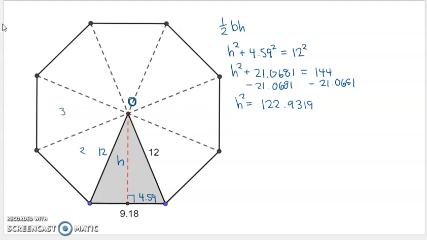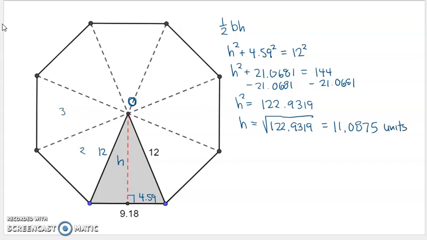Now, what I need to do to find my h, to find my altitude, is take the square root of both sides. So h equals the square root of 122.9319. And when I do that, I'm going to round to 4 decimal places here. That is 11.0875. So that is the height of that shaded triangle using the Pythagorean theorem. And that would be units.